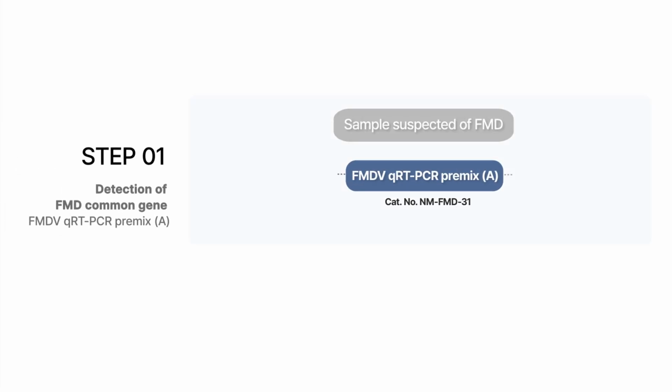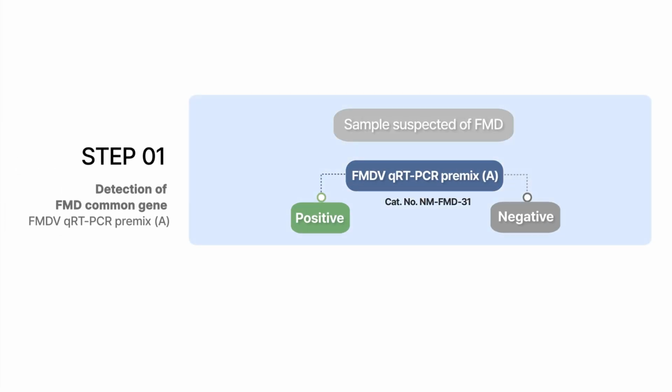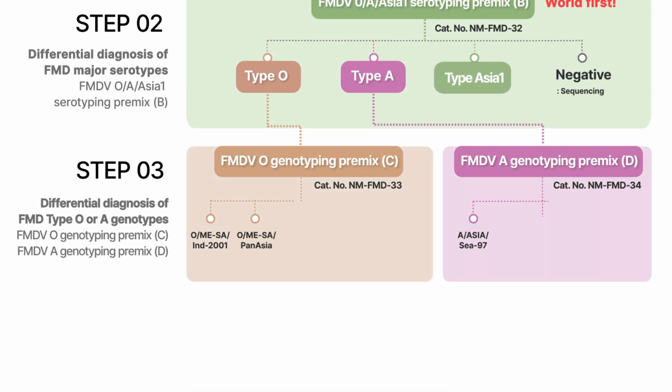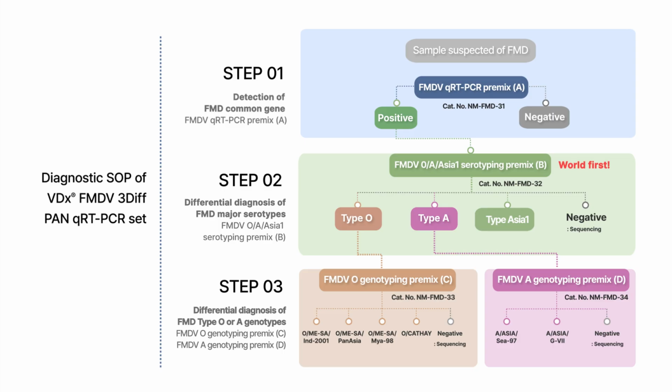Samples suspected of foot and mouth disease are first tested with premix A to check for FMD infection. If a sample tests positive with premix A, premix B is used to identify the major serotypes. Then, using premix C and premix D, the test can distinguish the detailed genotypes for FMD serotypes O and A.